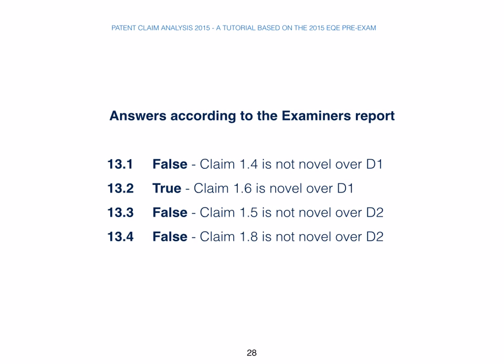Here then are the answers. According to the examiners, 13.1 is false. Claim 1.4 is not novel over D1. 13.2 is true. Claim 1.6 is novel over D1. 13.3 is false. Claim 1.5 is not novel over D2. And 13.4 is also false. Claim 1.8 is not novel over D2. Let's go to the examiner's explanations so you can check and consolidate or correct your answer.